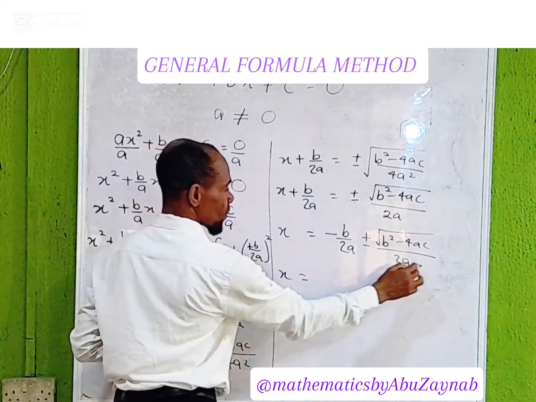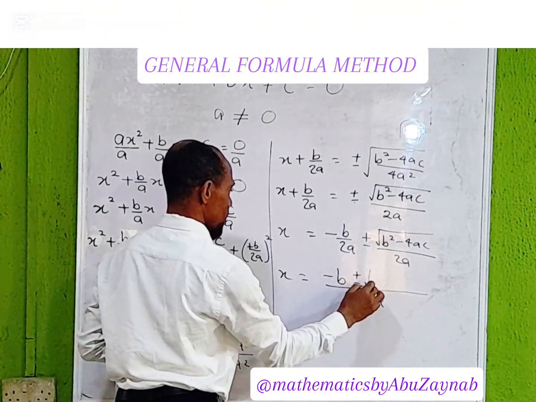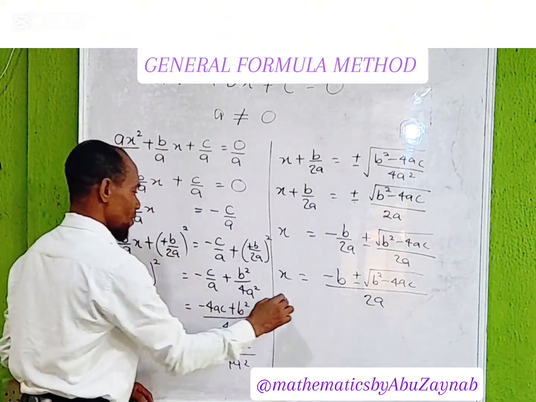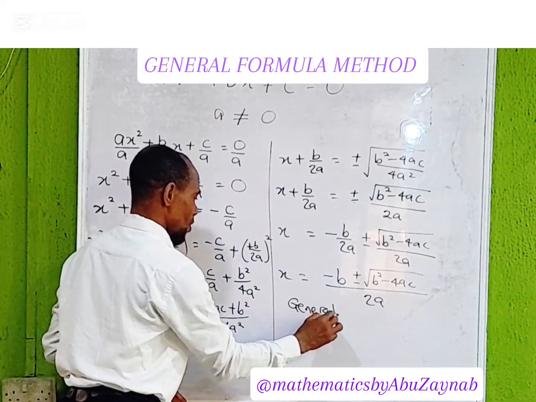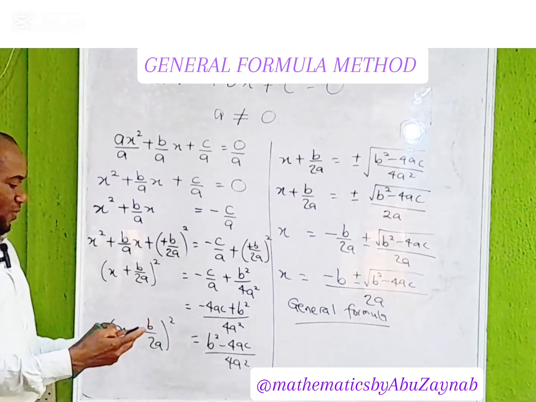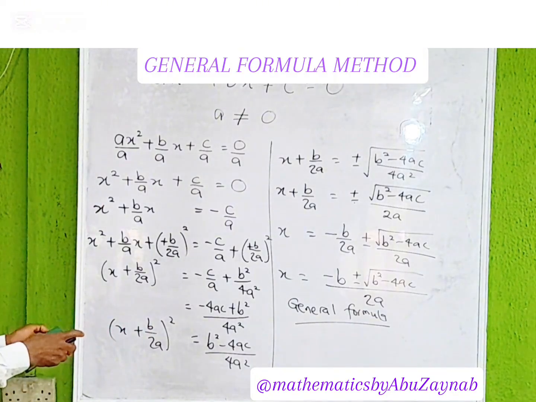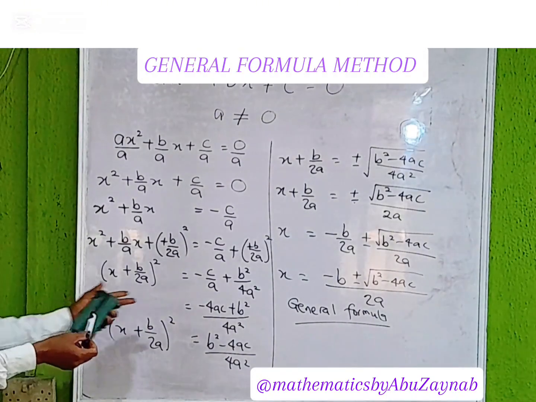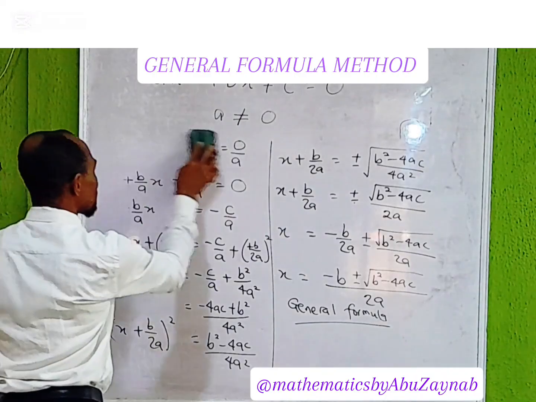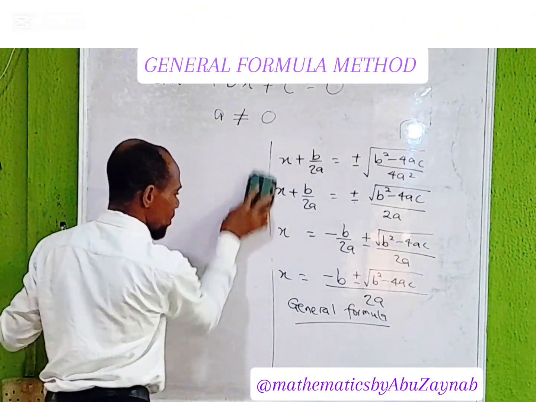And to finish up that, we've got the same denominator, so we have just 2a, then minus b plus or minus root of b squared minus 4ac. And that is the general formula. This is called the general formula for solving quadratic equations, and it's very, very versatile. Now, I believe this is quite understood, and henceforth we'll be using this formula to solve problems. Now, let's solve a couple of questions, quadratic equations, using this general formula method.